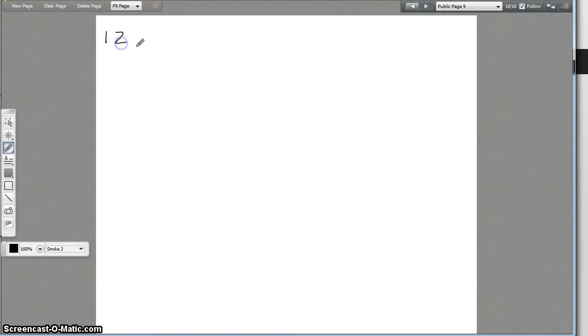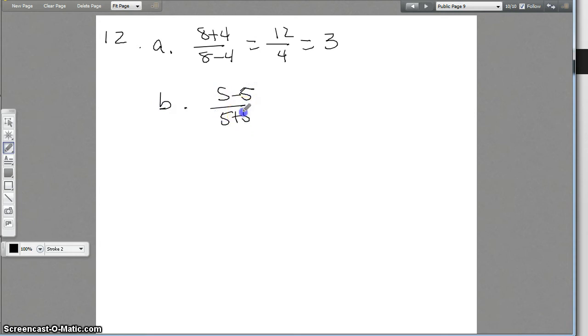Okay, let's move on to number 12. Number 12 says, if possible, express each of the following fractions as an integer. So for part A, we have 8 plus 4 over 8 minus 4. Well, 8 plus 4 is 12. 8 minus 4 is 4. 12 divided by 4 is 3. Okay, move on to part B. We have 5 minus 5 over 5 plus 5. Well, 5 minus 5 is 0. 5 plus 5 is 10. 0 divided by 10 is 0.